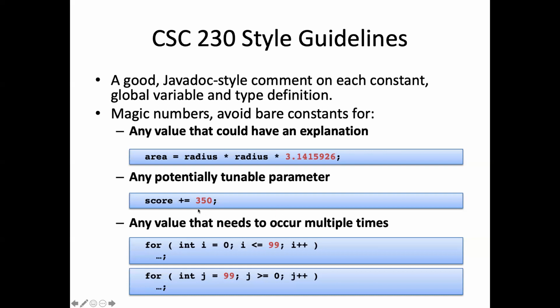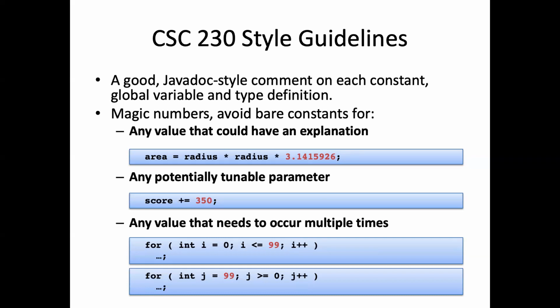Anything that's potentially a tunable parameter, like if you're writing a video game and you get a score for a particular thing, well, it'd be easier to make that consistent and tunable by having a named value for that rather than just putting that number right in your code. Or if you've got places where the same number has to show up exactly the same in multiple places, it would be good to have a named constant for that.